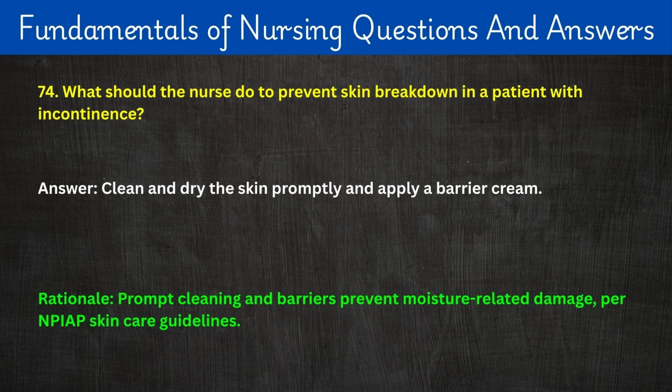74. What should the nurse do to prevent skin breakdown in a patient with incontinence? Answer: clean and dry the skin promptly and apply a barrier cream. Rationale: prompt cleaning and barriers prevent moisture-related damage per NPIAP skin care guidelines.